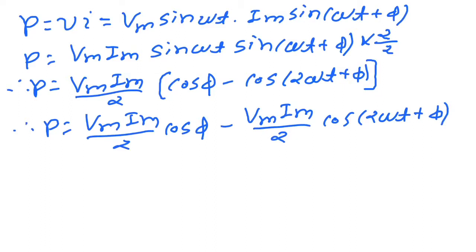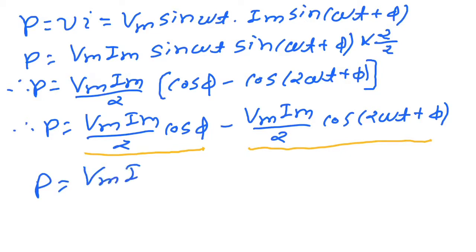This power consists of two parts. The first part, Vm Im by 2 cos phi, is constant and it contributes to real power. The second part, Vm Im by 2 cos (2 omega t plus phi), is the pulsating part and it does not contribute to actual power since its average value over one complete cycle is 0. Hence, the average power consumed in an RC series circuit is given by Vm Im by 2 cos phi, because the average value of the second part is 0.